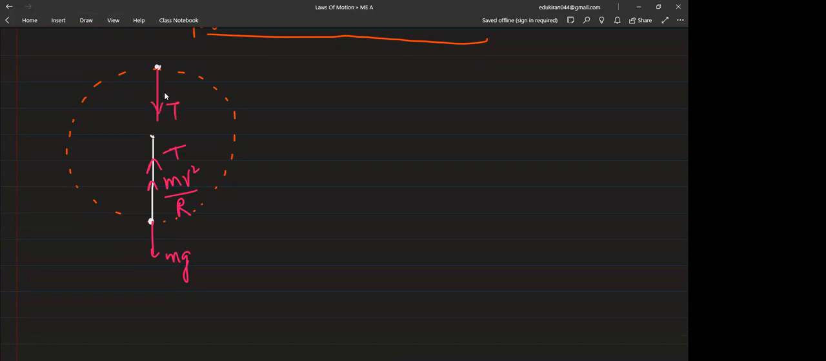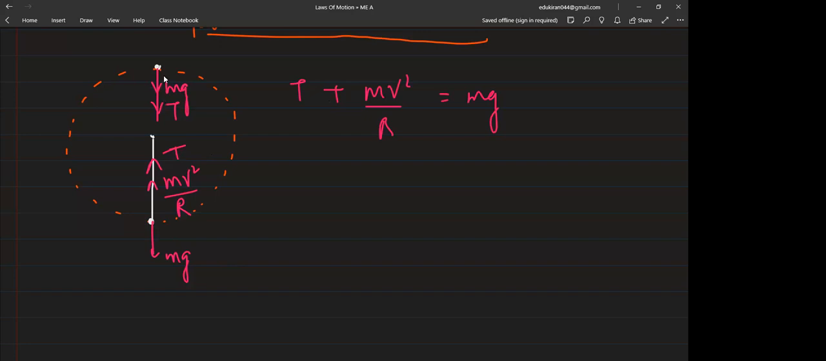Now, if we go to the highest point, tension is acting downwards. Why downwards? Because it is along the radius and towards the center. And downwards we have mg too. So these are the forces. Now, when you are calculating, let us look at the downward case first. Tension plus mg is equal to mv square by r.